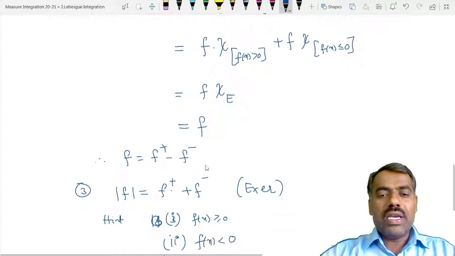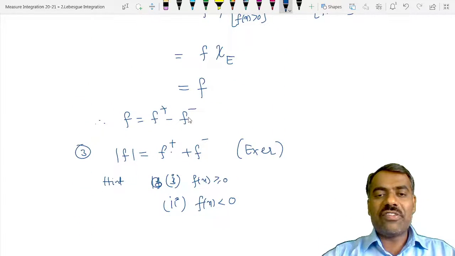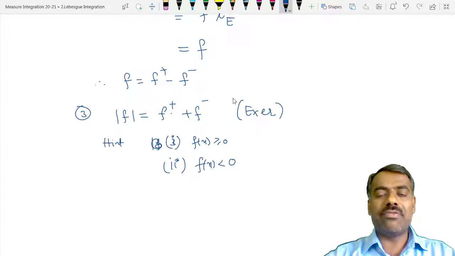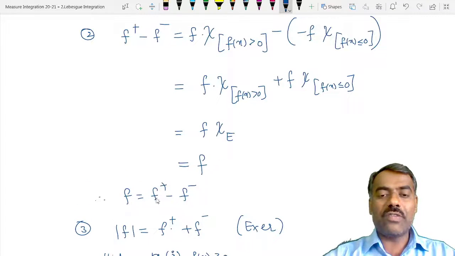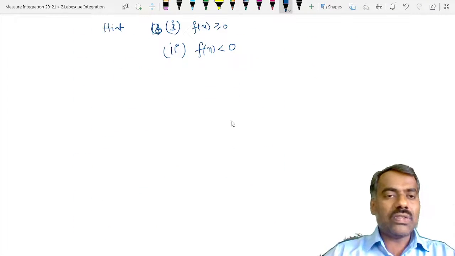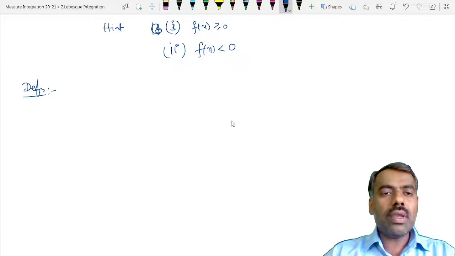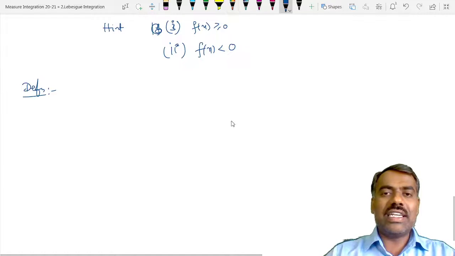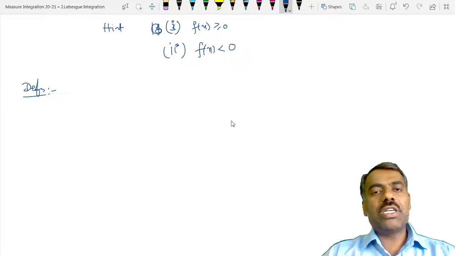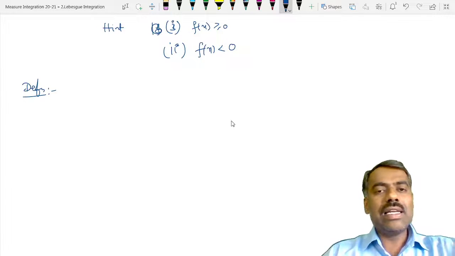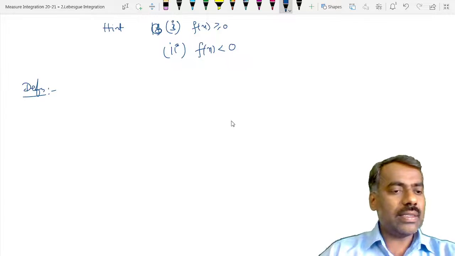Then you can see that f plus and f minus are such that f is written as f plus minus f minus and mod f is f plus plus f minus, right? So this integration of f we can define in terms of f plus and f minus. Okay, so definition: integral of f, that is general integration. That means your f is any measurable function. If it is integrable, then we can define, right?